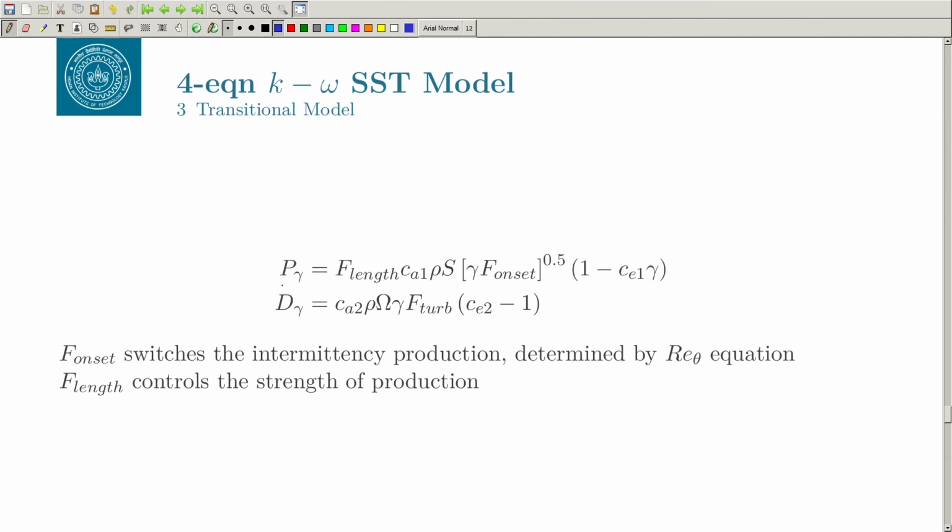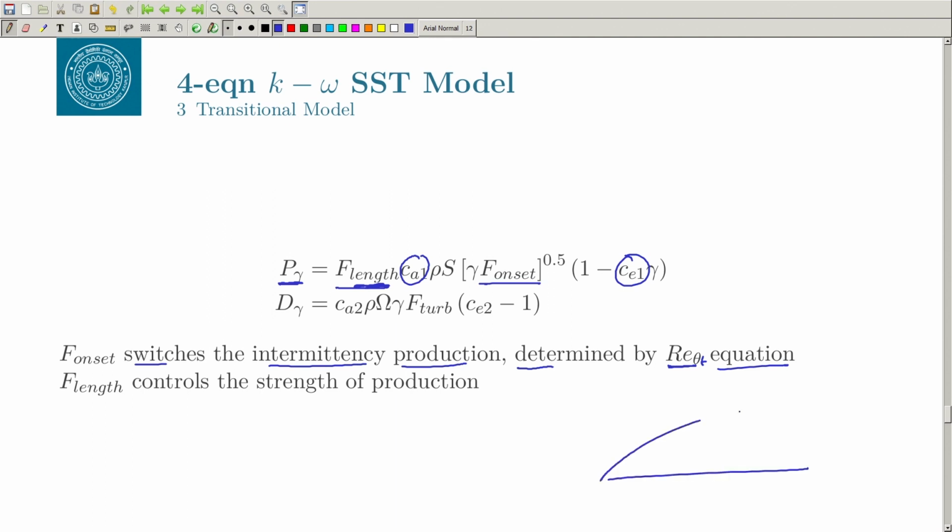You can see that the production of this gamma depends on 2 parameters. There are many model coefficients, but there are 2 parameters for which I want your attention: f length and f onset. The f onset basically switches on the intermittency production. Before that there is no intermittency, but it has to be determined by something. That is determined by this Re theta t equation. And f length basically controls the strength. If the production rate is very high, it may become turbulent early.